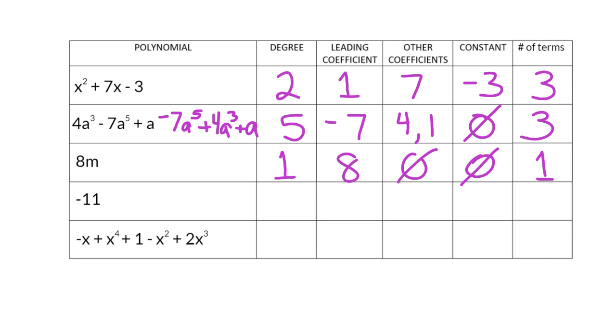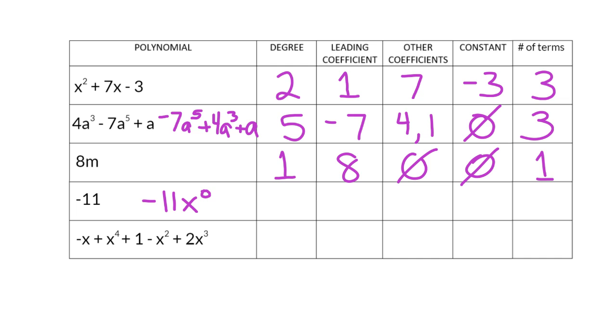I'm actually going to help you with this one here. Negative 11 is tricky because, well, it's just a number. So is there a degree? Well, there is. Here's the thing. Negative 11 can be rewritten as negative 11 x to the 0.